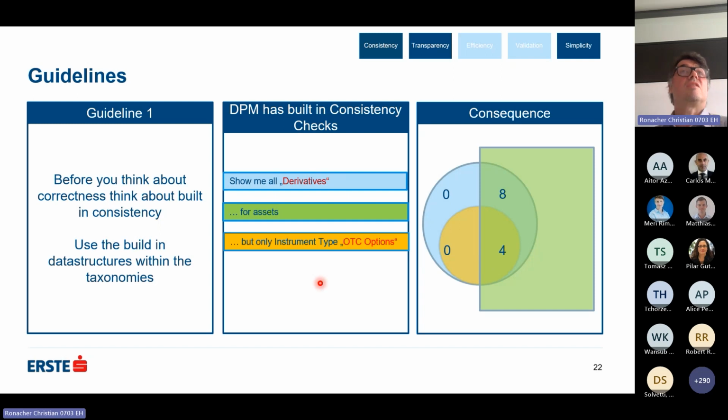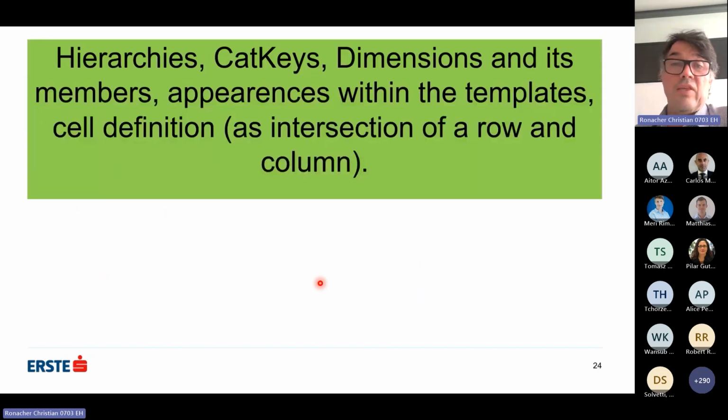This isn't enough, and I will illustrate later on why. And this is the built-in validation rule. No, I don't want to say validation rules, but built-in consistency checks the DPM provides: hierarchies, categorization keys, the dimensions and its members, the appearances within the templates, the cell definitions, which are the intersection of the rows and columns. This is very, very powerful if you follow these guidelines.